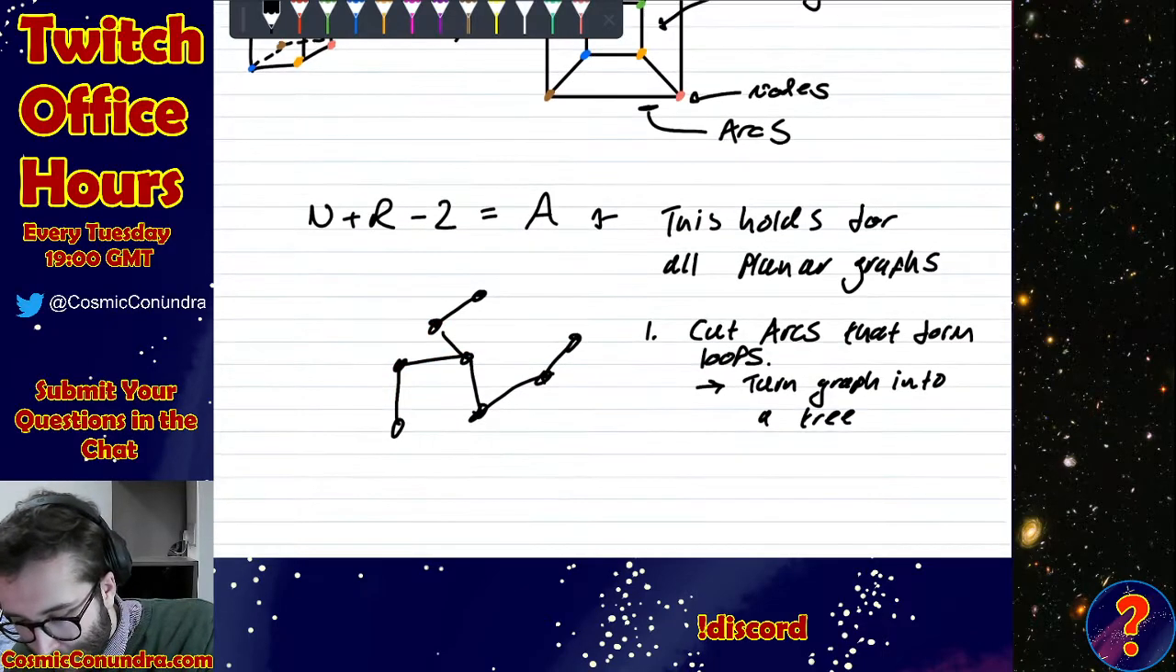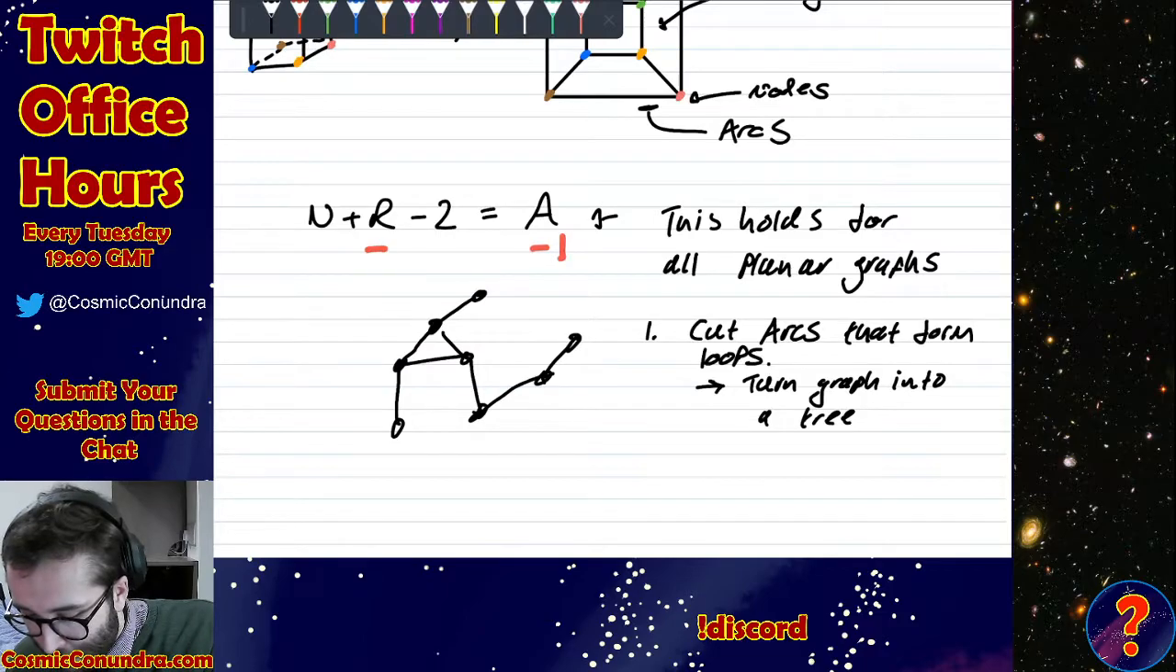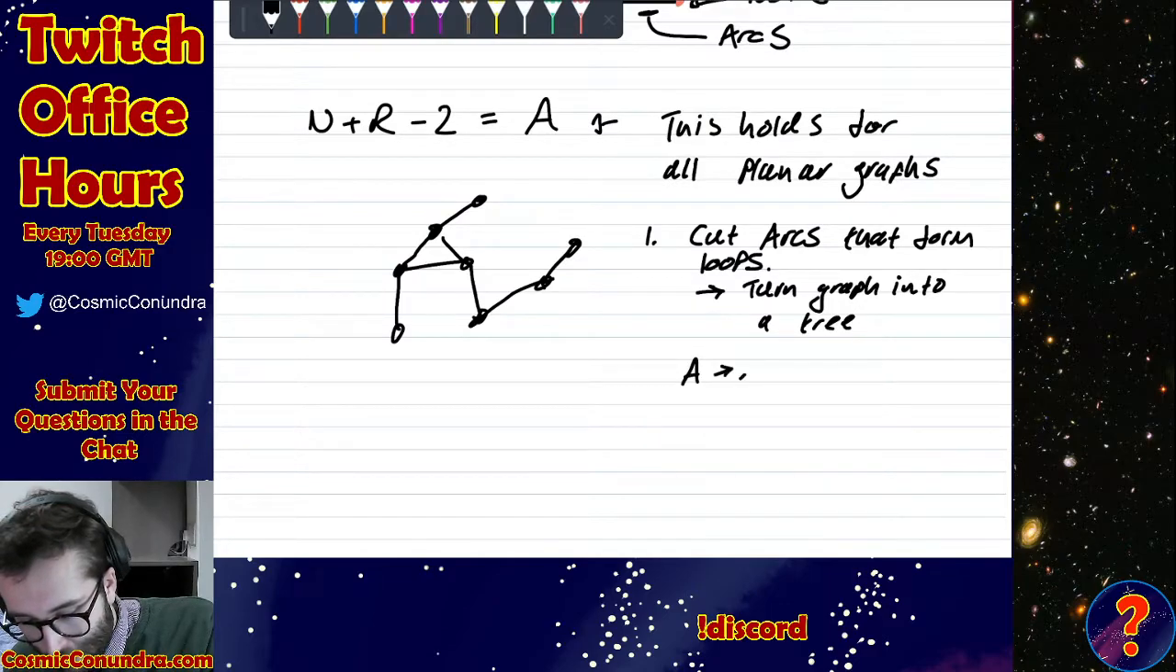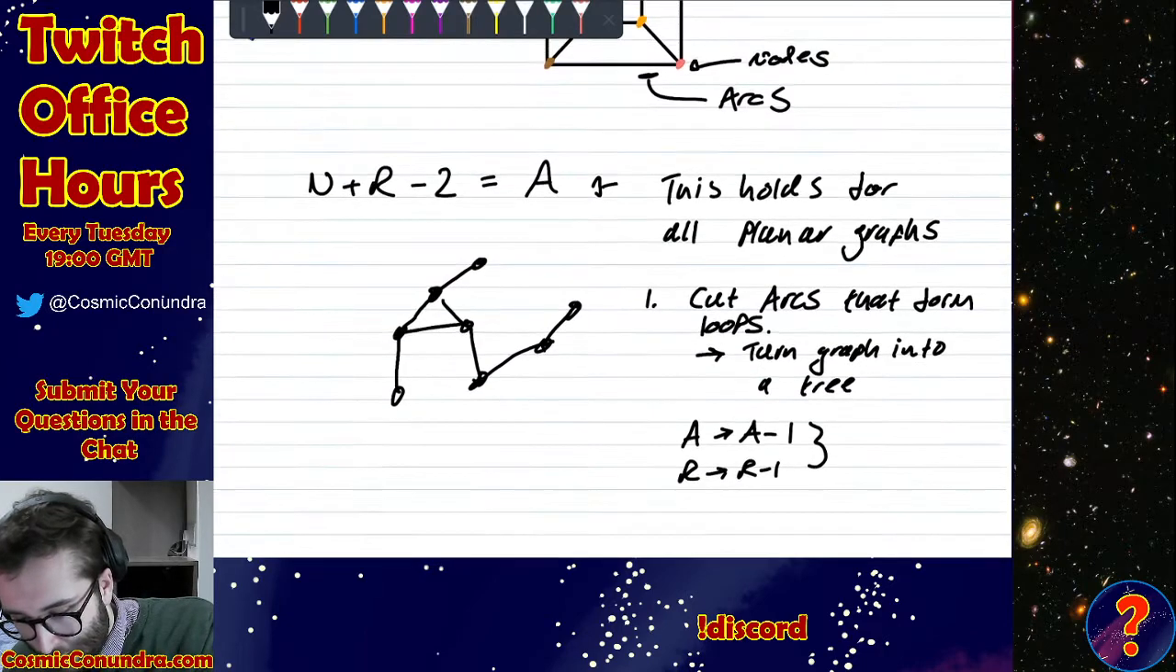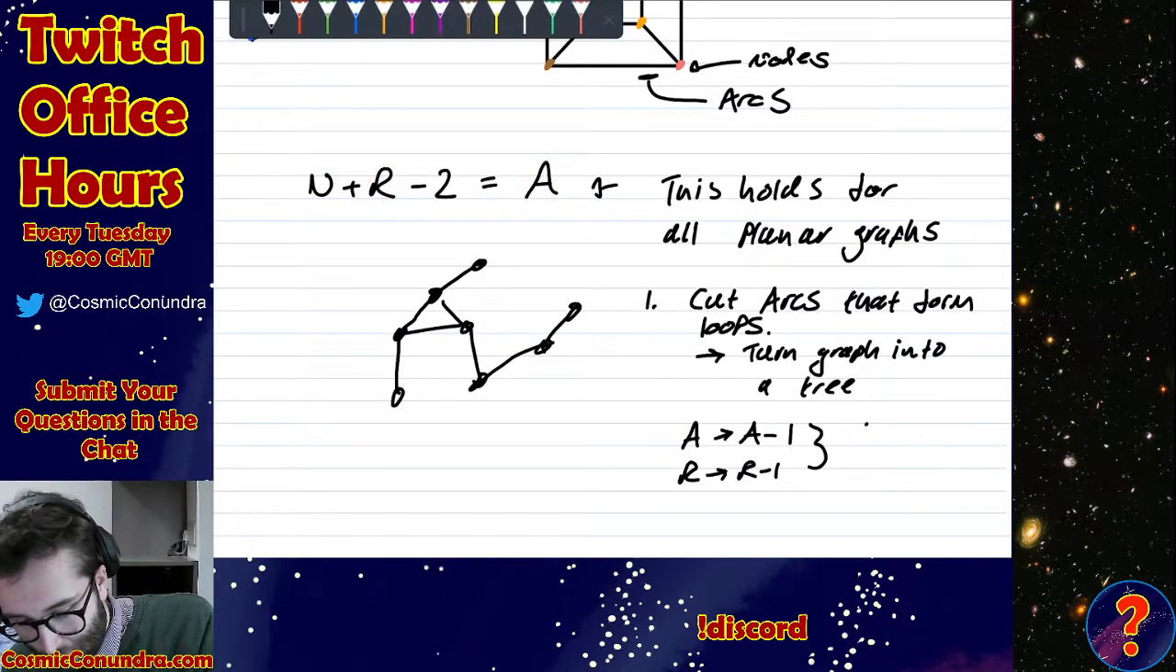But you'll notice, well, maybe let me draw one of these back so I can show you. When you cut this arc, in cutting the arc, you blend this region here into this region here. So every time you cut an arc, you reduce A by 1, but you also reduce R by 1. So when we do this step, A goes to A minus 1, and R goes to R minus 1. But because the formula has an A on one side and an R on the other side, it still stays balanced. So the formula is still true.